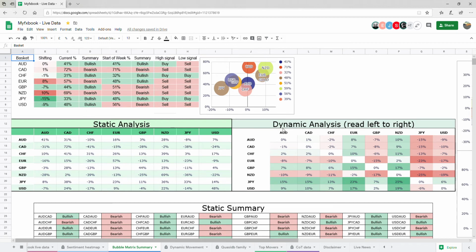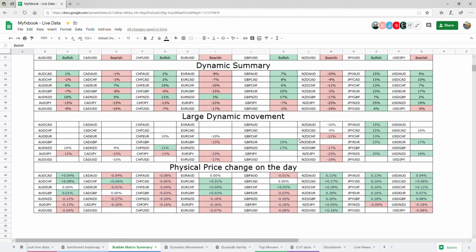There's your static analysis, which is where we are right now, and this is the movement across time. Okay. What's quite cool about this, I've done a large move. So we can see the euro, let's use the euro USD. It's moved a lot in the dynamic and it's fallen on the day.